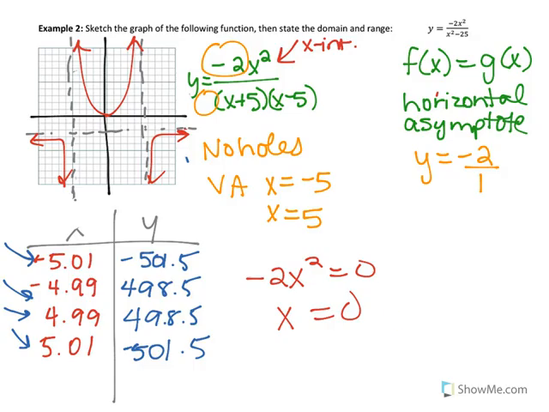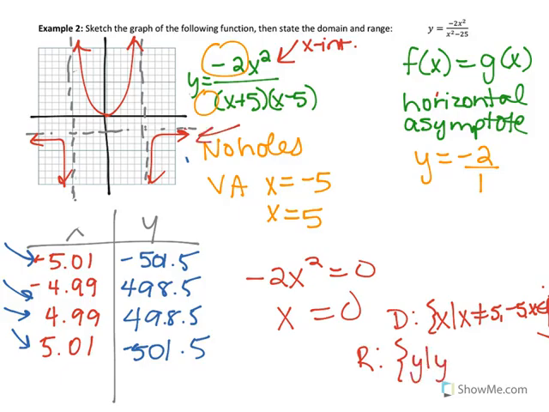So our domain is x cannot equal 5 and negative 5, for all the real numbers. And the range, so we can have it either be less than negative 2 or it can be greater than 0. There's our domain and range.